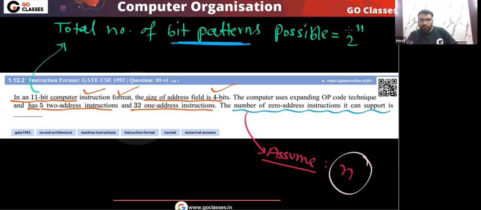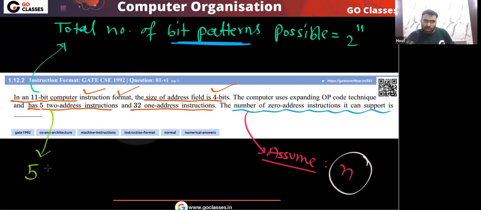Now you can see from these bit patterns, some will be used by 2-address instructions. Some of these bit patterns will be used by 1-address instructions. Some of these bit patterns will be used by 0-address instructions. Yes or no? So you tell me how many bit patterns are used by 2-address instructions? Let me know.